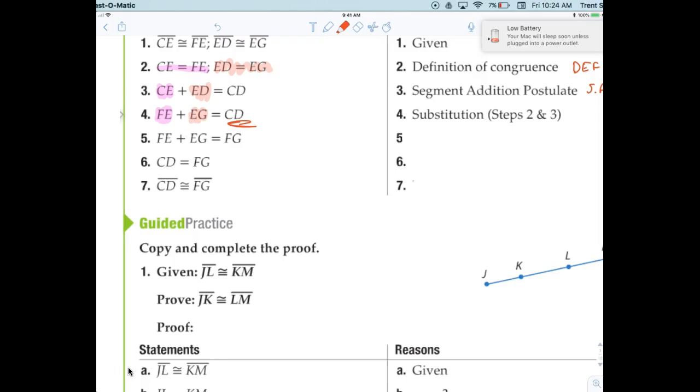Is everybody with me? And why are we allowed to do that? Because we can do what? Substitute. It's called the substitution property. Is everybody okay with that? Any questions or concerns right off the bat? All right, I appreciate it. Now, the next step. We have to look carefully because I didn't look carefully and I made a mistake. The next step says that FE plus EG equals FG.